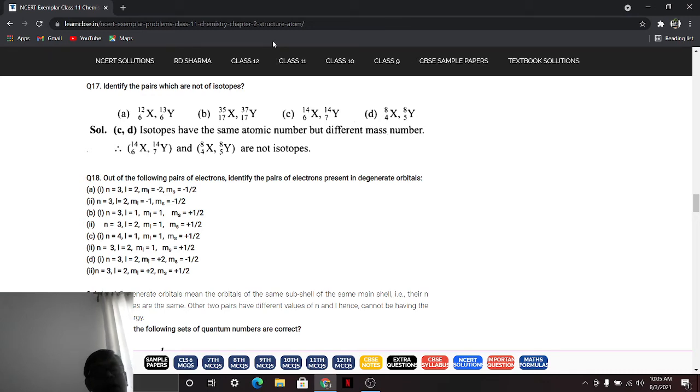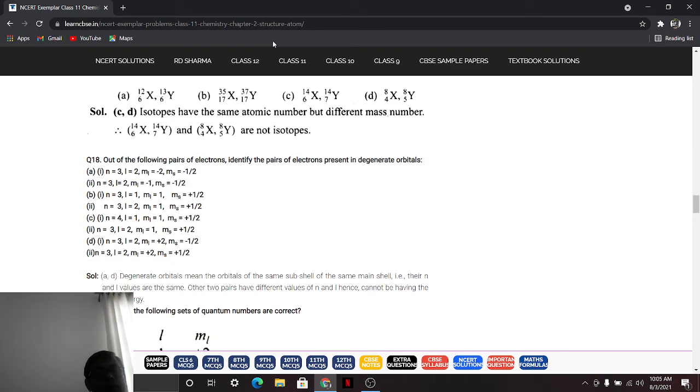ಇಲ್ಲಿ ನೋಡಪ್ಪ, degenerate orbitals means the orbitals of the same subshell of the same main energy shell, that is their n and l values are the same ಇರಬೇಕು. n and l values ನೋಡ್ಬೇಕು ಫಸ್ಟ್. n ಮತ್ತು l values are the same. Other two pairs have different values of n and l, ಬೇರೆ ಡಿಫರೆಂಟ್ ನೋಡಿ. ಈಗ ನೀವು b and c ನೋಡಿದ್ರೆ ಡಿಫರೆಂಟ್ n and l ವ್ಯಾಲ್ಯೂ ಇದೆ. Cannot be having the same energy. ಅದೇ ಈಸಿ ಕ್ವಶನ್, ಅದು ಈಸಿಯಾಗಿ ಐಡೆಂಟಿಫಿಕೇಶನ್. n ಮತ್ತು l ಅನ್ನು ಹುಡುಕ್ಬೇಕು ನೀವು ಅಲ್ಲಿ ಅಷ್ಟೇ.